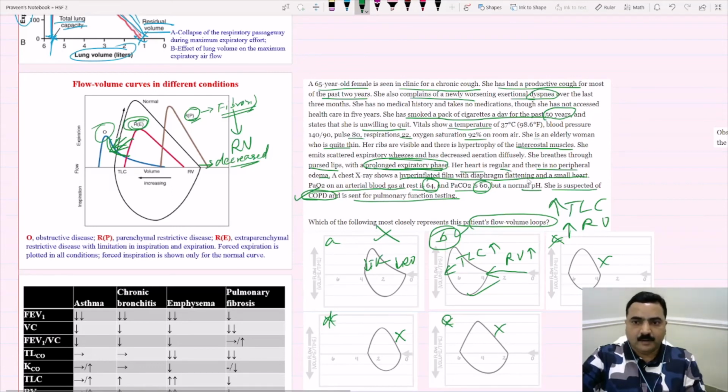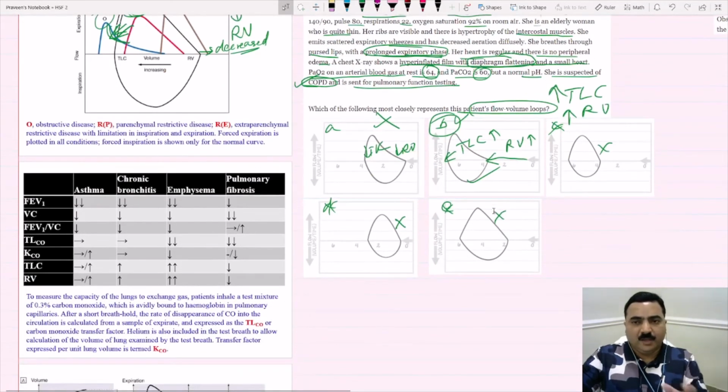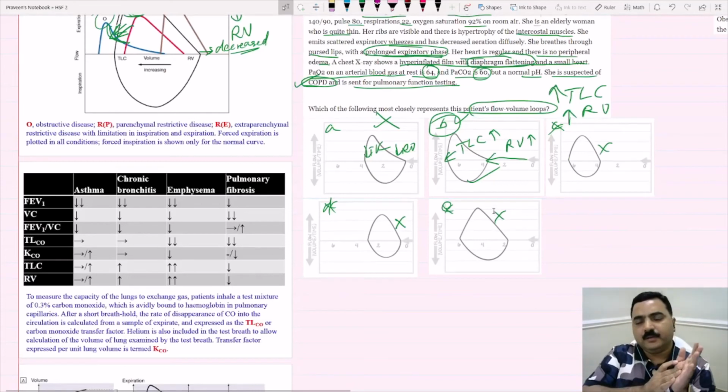Okay, so this flattened diaphragm is a very good clue. Another clue is cigarette smoking for the past 50 years. Cigarette smokers have a high risk of getting COPD. Good.